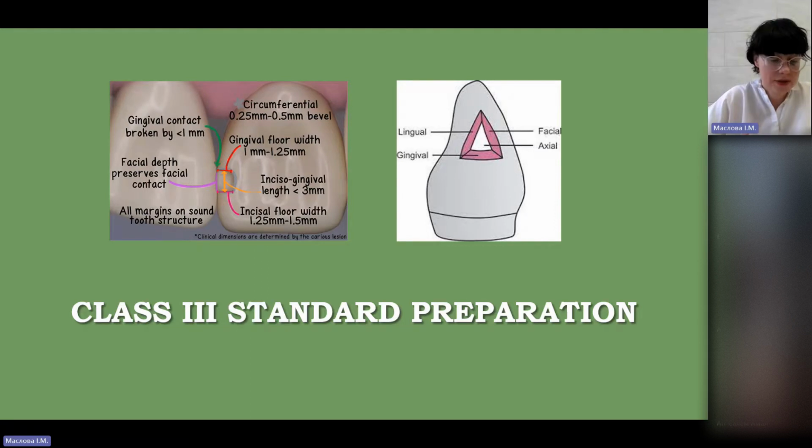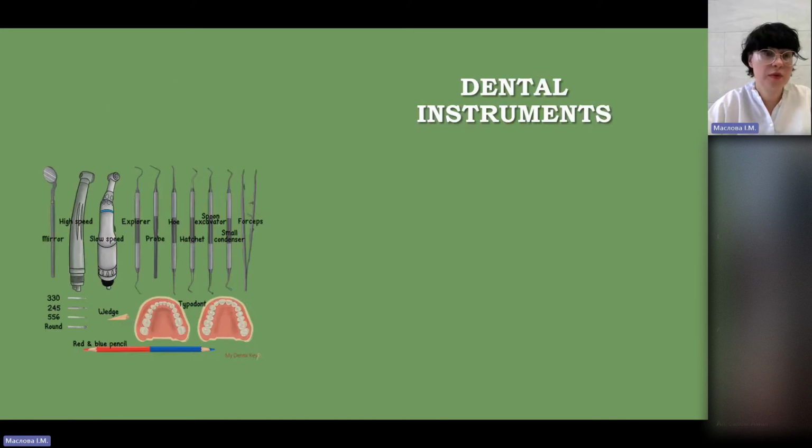Assess for remaining caries using the explorer or spoon excavator. Remove remaining caries using the largest round bur that fits into the preparation with the rotary instrument, slow speed or carbide, or using a carbide bur or a spoon excavator. Let me return to the main dental instruments, and you can see the spoon excavator, a very useful instrument.